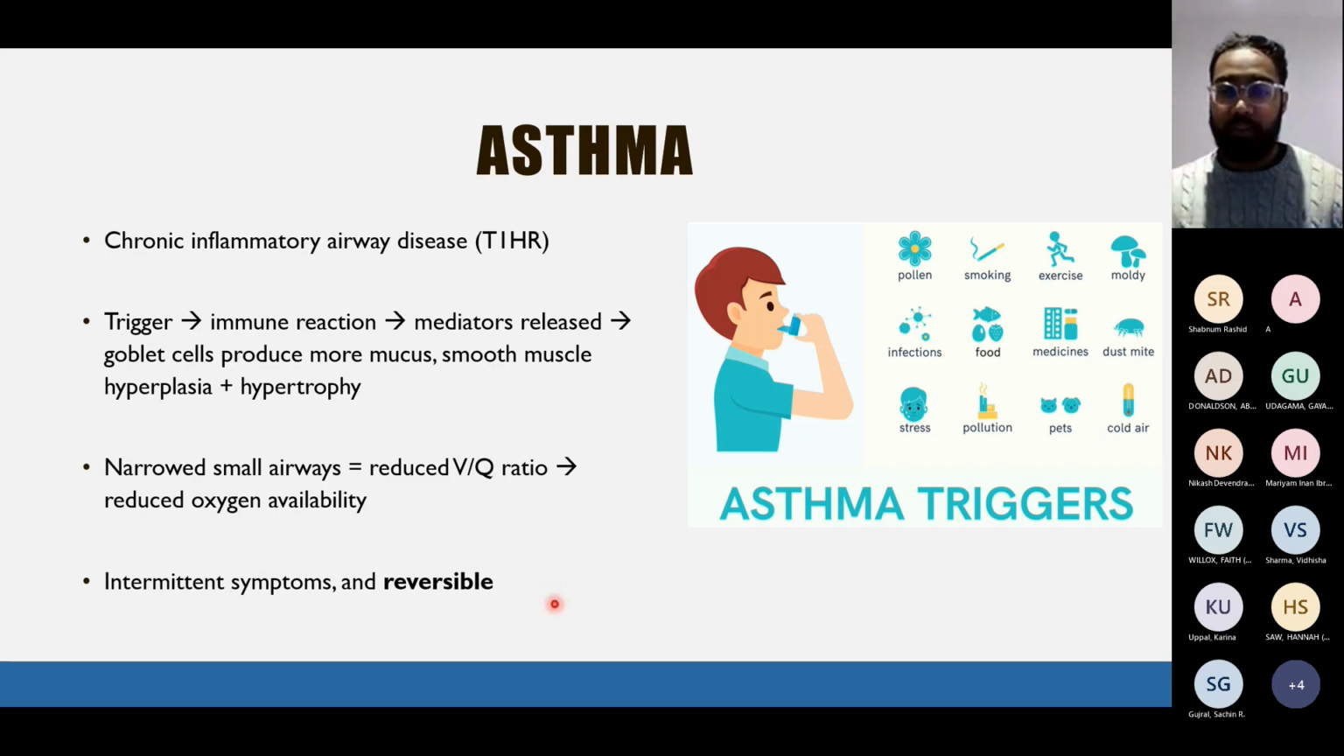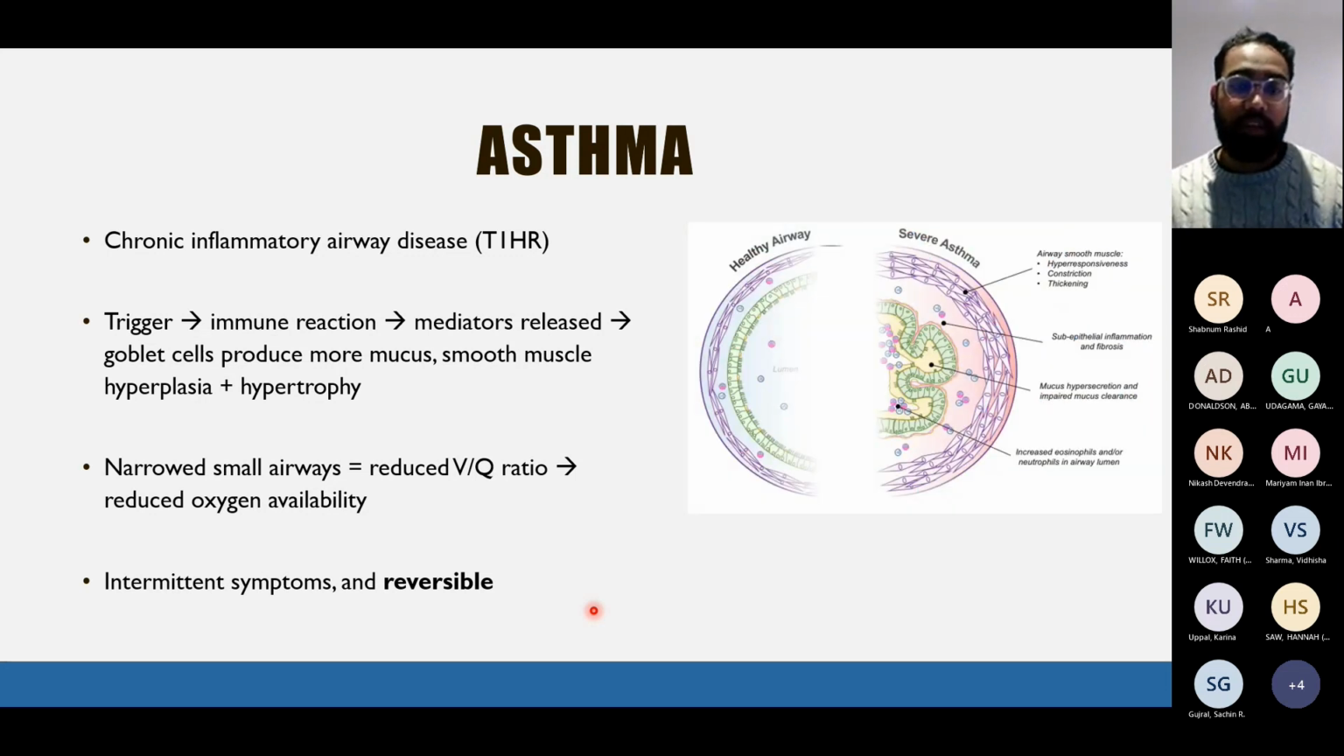Asthma is reversible. If you give them medication, they're right back to normal. You know, some people, it might take more medication than others, but they're going to get back to normal. That's the distinction. Asthma is reversible. Intermittent symptoms, they come and go depending on the triggers, but it is a reversible condition.